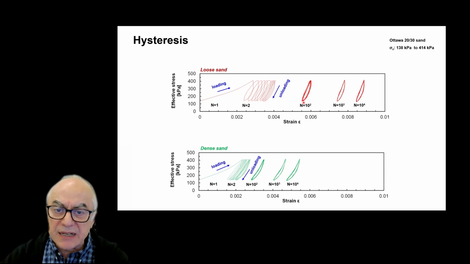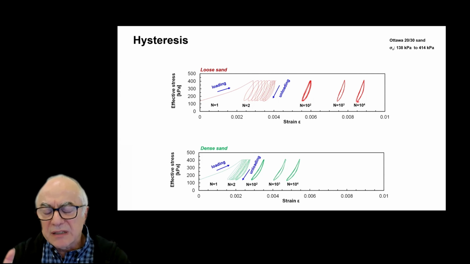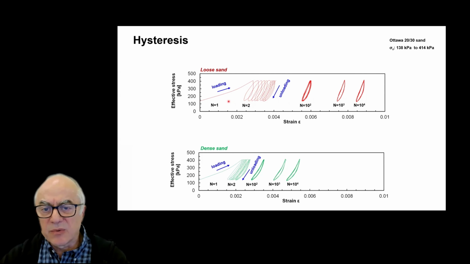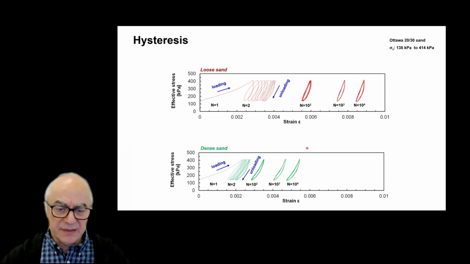And we can recognize that the hysteresis is decreasing with the number of cycles. And even though I cannot see it here, there is continuous accumulation of deformations, and that is the one that gives me the accumulation to 10,000 cycles and beyond. The case for the dense sand is very similar.